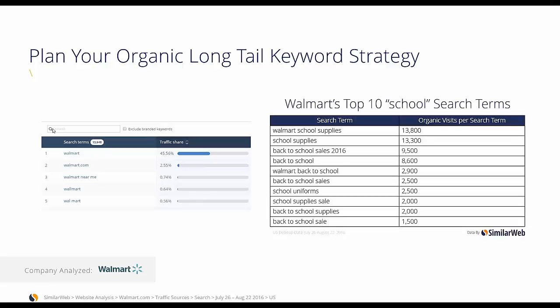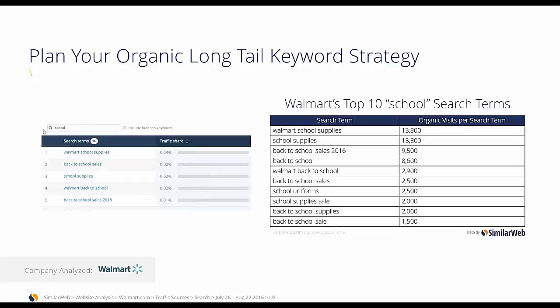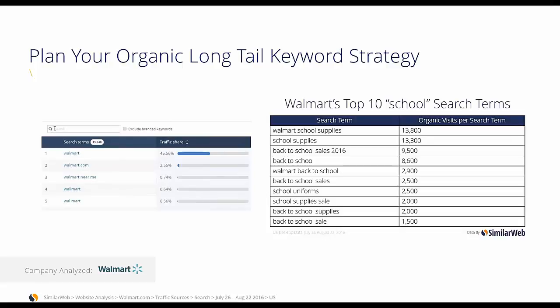So if we filter now for Walmart's school search terms, of which there are dozens and dozens in our platform, we took the top 10, and you can start to understand what people are searching for, what the top organic search terms are that Walmart is ranking on. Back to school sale, back to school supplies, school uniforms, all of these keywords with the organic estimated visits per search term are there within SimilarWeb.